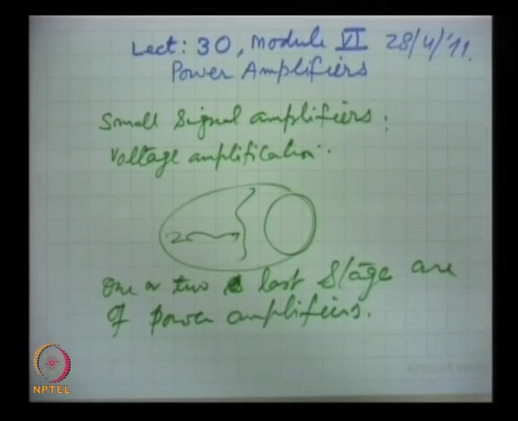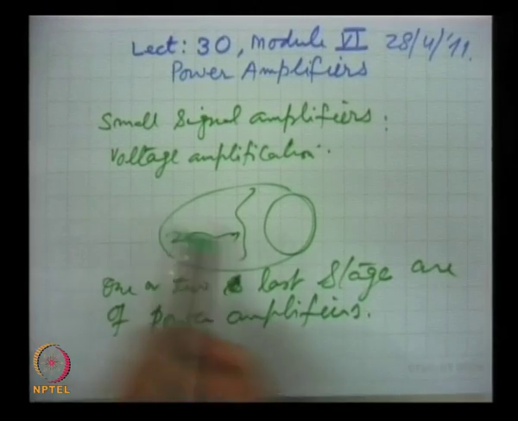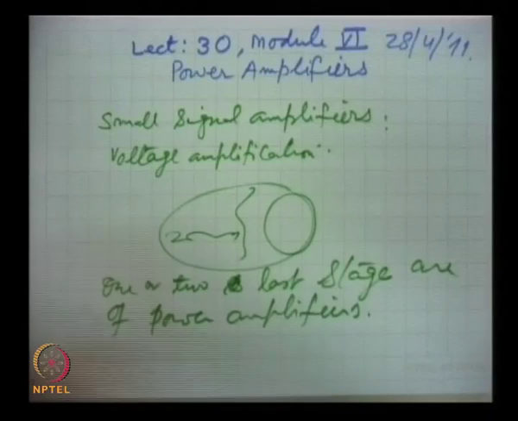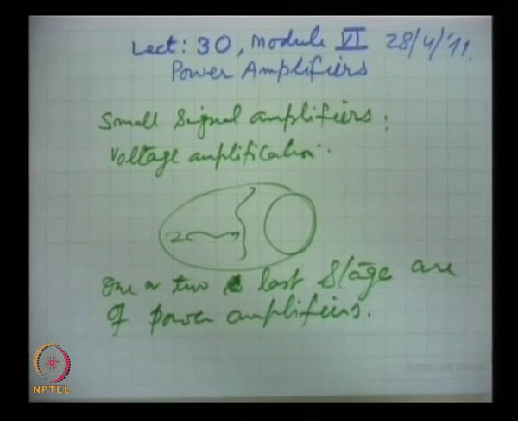And power amplifiers deliver required power to the output device. For example, power is required to run a motor at the end, or a printer, or, for example, in a public address system, a large volume of audible sound is required. So, a large power is to be delivered to the speakers, and so the last one or two stages are power amplifier stages.